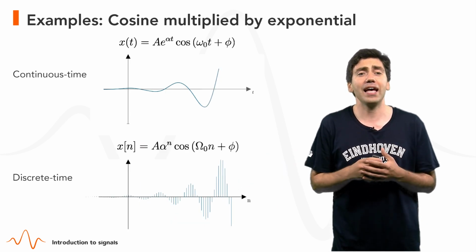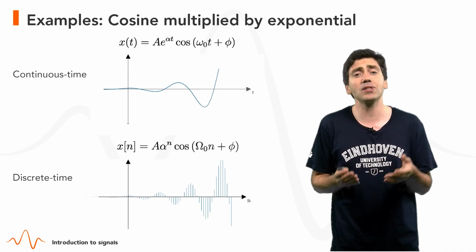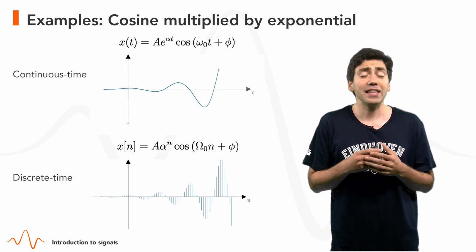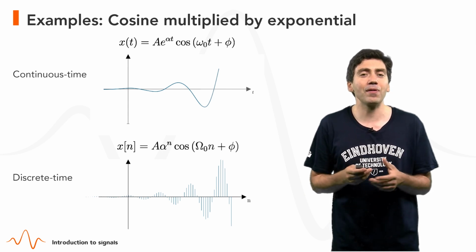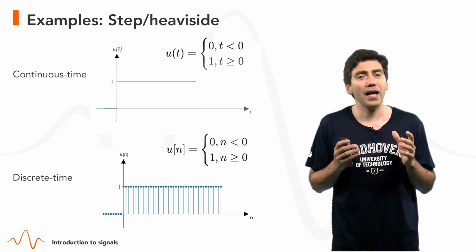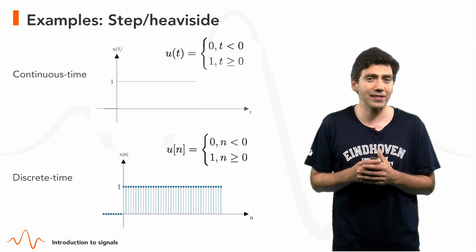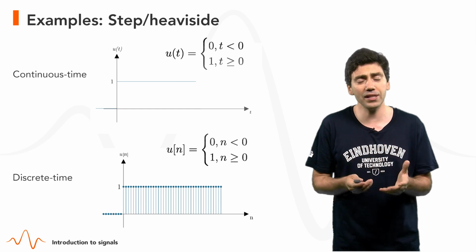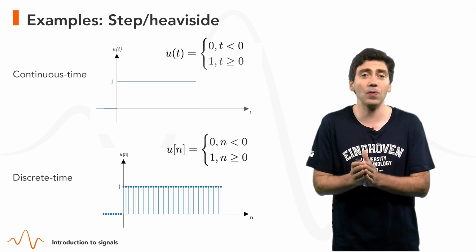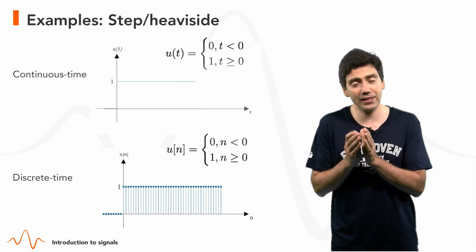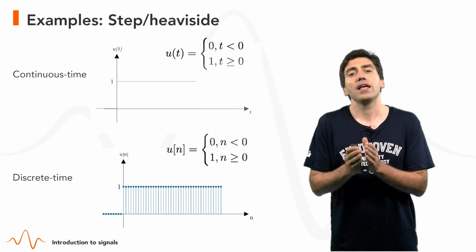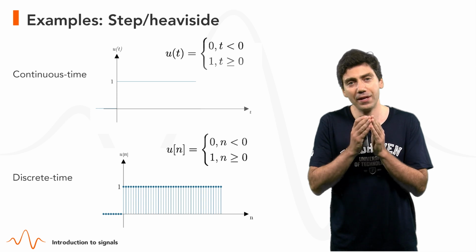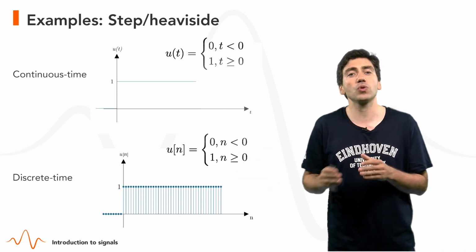We also have cosines multiplied by exponentials, both in continuous and discrete time. This class of signals turns out to be very, very important. Another very important signal is the Heaviside function, or the step function. In continuous time, it is defined as being 0 from minus infinity until t equals 0. At t equals 0 it is equal to 1, and then for positive time it is also equal to 1.